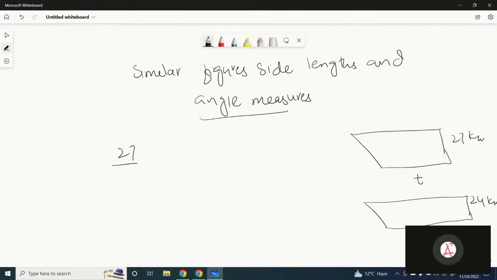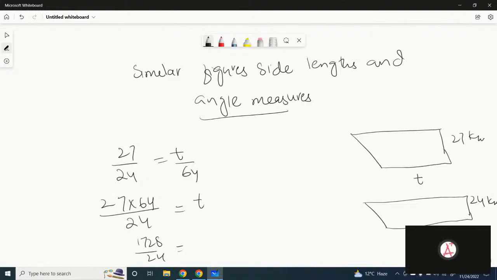It would be 27 over 24. Then form a proportion for the longer sides. It would be t divided by 64. So just solve this equation for t. It would be 27 times 64 over 24 equals t. Multiply all the values: 27 times 64 is 1728, divided by 24. 1728 divided by 24 is 72. That means the missing length is 72 kilometers.